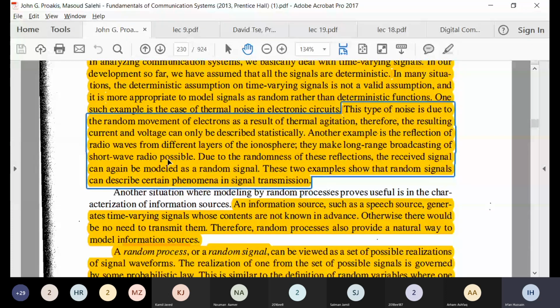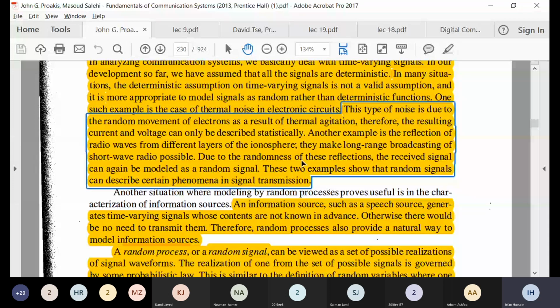Now again, these reflections are ever changing. All right, the sky and its model is also quite random. Its layers are random, they are temperature dependent and all that. So the received signal is again random. So again, we have a random signal that is coming into the picture.